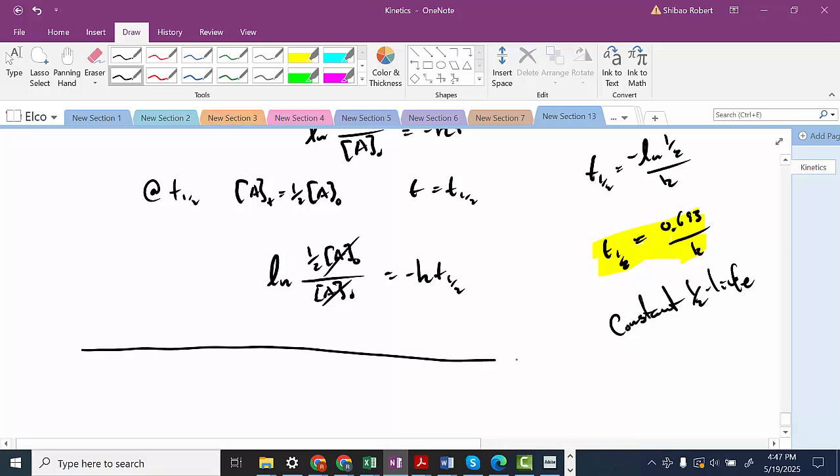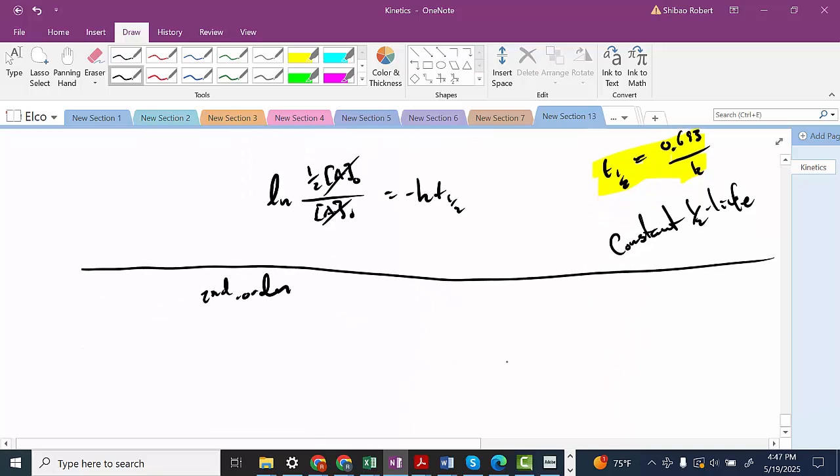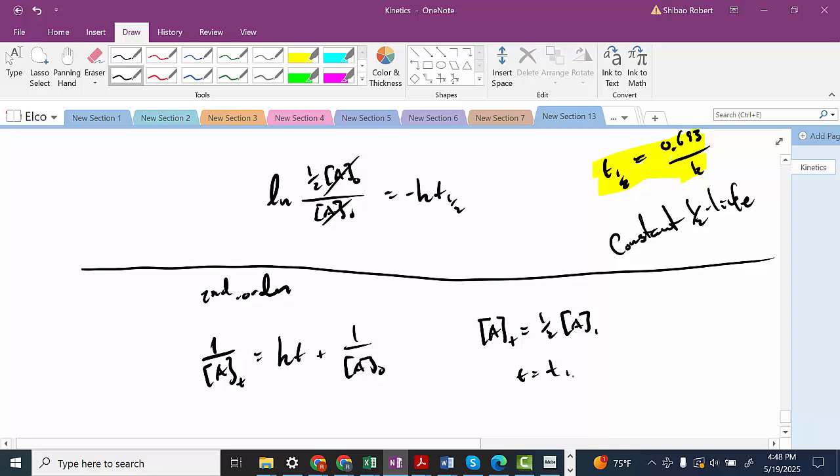Then finally, we can take a look at analyzing second order for T1 half. The second order integrated rate law is 1 over A times t is equal to kt plus 1 over A times 0. So this has a positive slope, so we don't have to change the sign on that one. And so A times t again is going to equal 1/2 A times 0. And then t is equal to t 1/2.